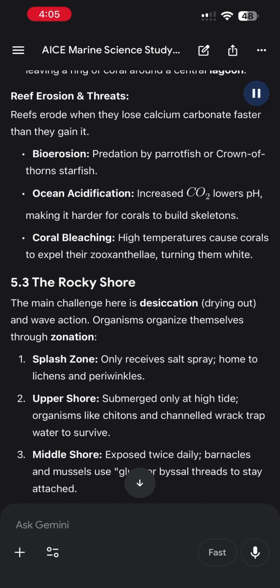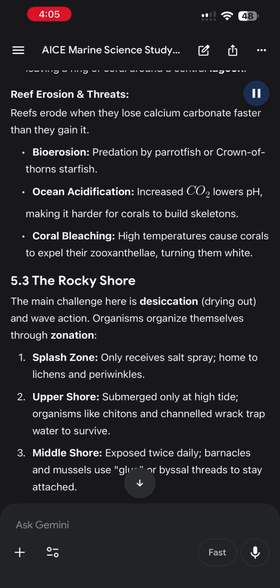Reefs erode when they lose calcium carbonate faster than they gain it. Bioerosion, predation by parrotfish or crown-of-thorns starfish. Ocean acidification, increased CO2 lowers pH, making it harder for corals to build skeletons. Coral bleaching. High temperatures cause corals to expel their zooxanthellae, turning them white.